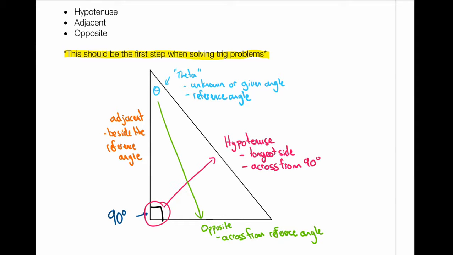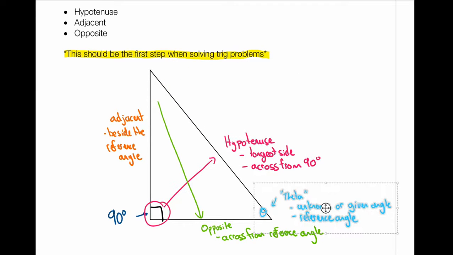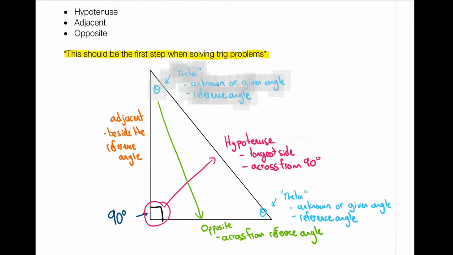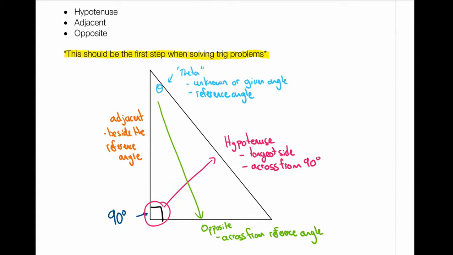When we're labeling the sides, it's the same thing as the previous lessons. Hypotenuse is always across from our 90 degrees. We need our unknown or given angle to be a reference angle. Opposite is across from that reference angle, and adjacent is beside that reference angle. So it's labeled the same way. Keep in mind that if I wanted to, this theta could move down here, which would cause the opposite and the adjacent to switch spots. So the opposite and adjacent can switch depending on where your reference angle is. The hypotenuse is always going to be across from 90 degrees.